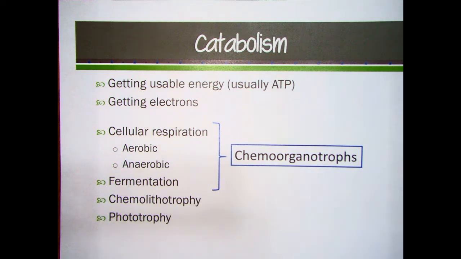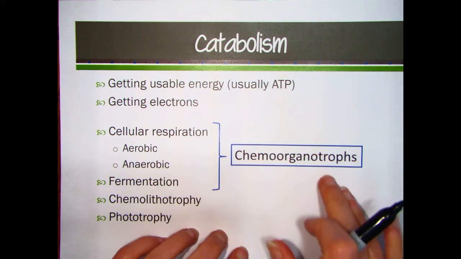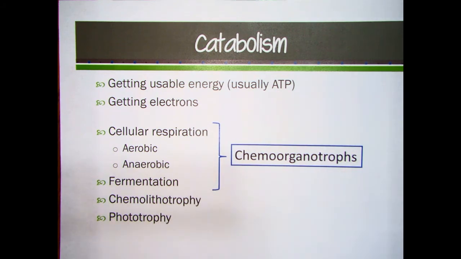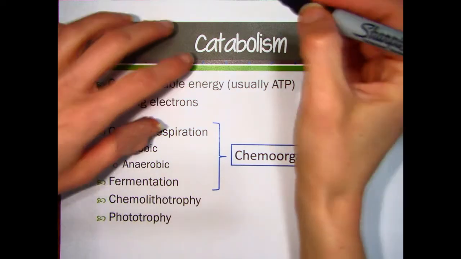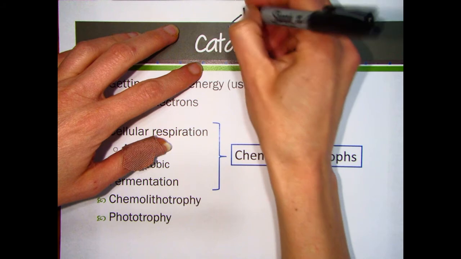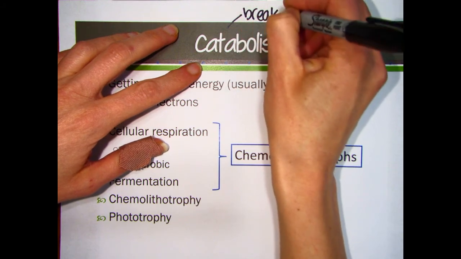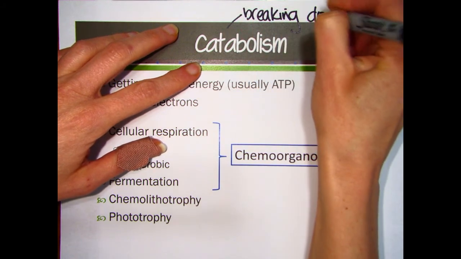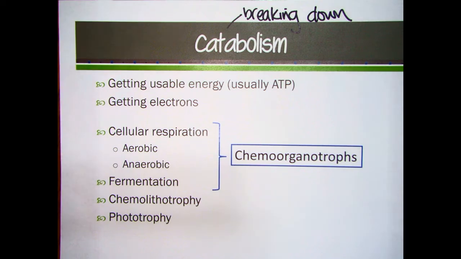All right, this is going to be the first of several, hopefully short videos that will talk about chemoorganotrophic catabolism in bacteria. So you guys will remember from before that catabolism is breaking down things, breaking down chemicals in order to release energy and electrons for further use.